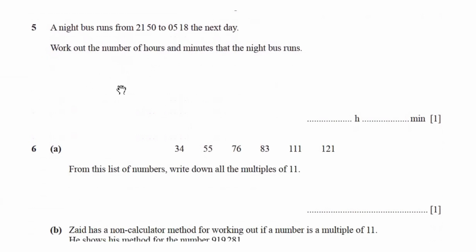Question 5 says a night bus runs from 21:50 to 5:18 the next day. Work out the number of hours and minutes that the night bus runs. So we're starting from 21:50. From 21:50 to 22, that's 10 minutes. And so from 22, we go to 23, we go to 24. Then the next day starts.